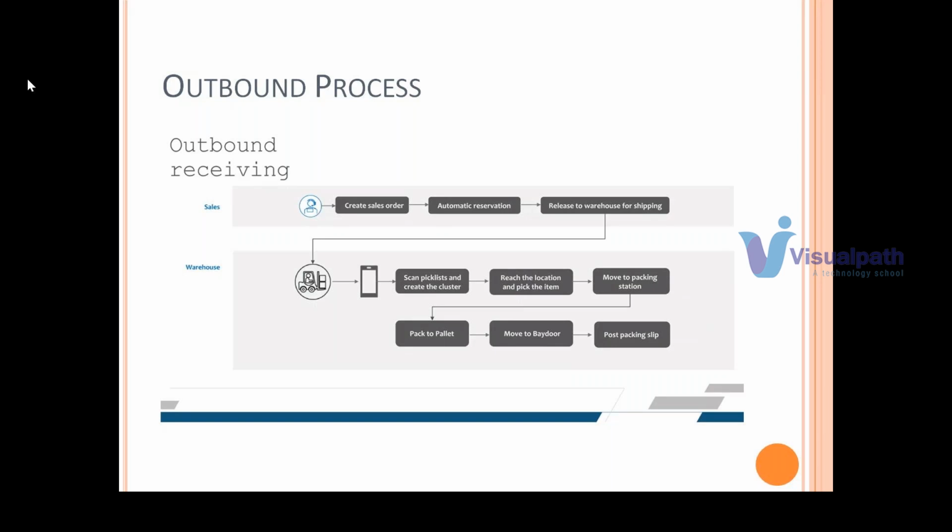And also there is a transfer process that will be performed from the inbound process and outbound receiving process, where it will be performed the same as a purchase and a sale, like warehouse to warehouse. When we transfer goods from one warehouse to another warehouse, we create a stock transfer order with an item, and we need to start releasing it to the warehouse.